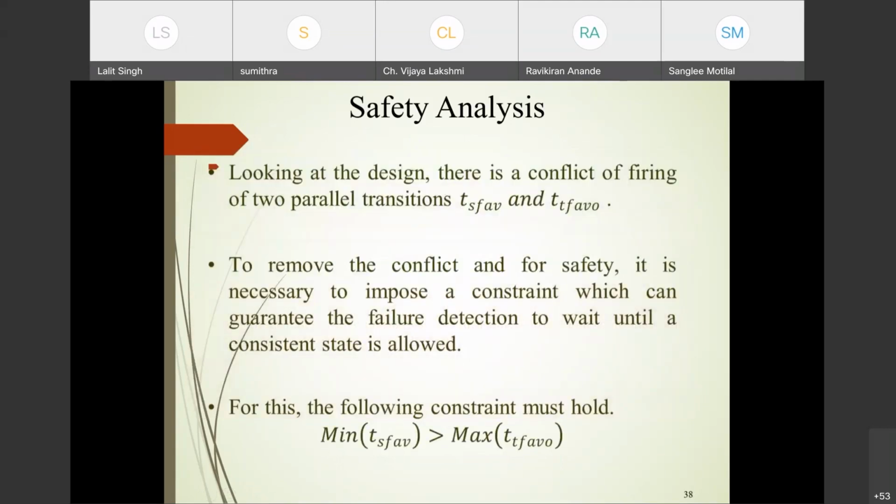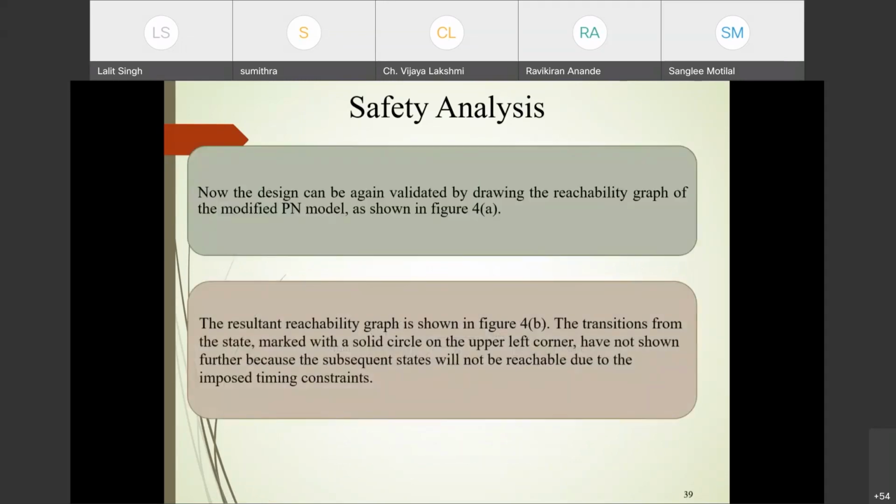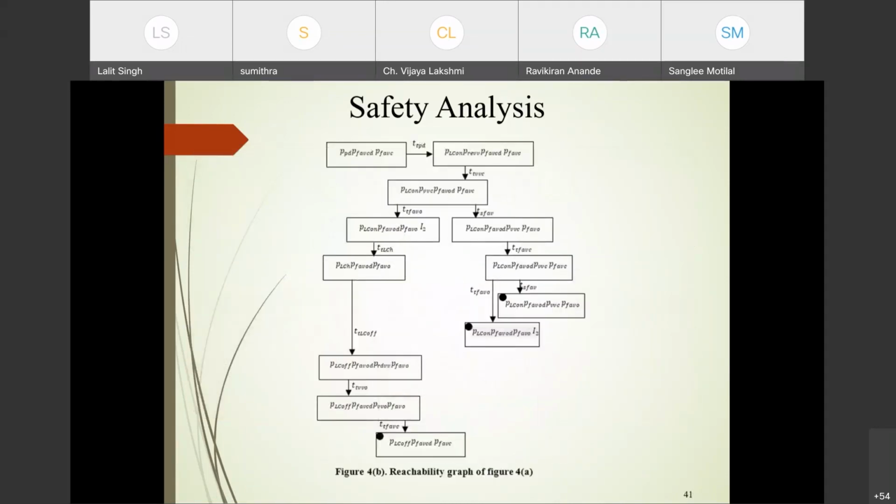Again, to remove the conflict, there are two parallel transitions, SFAV and TFAVO. So to remove the conflict, we can put a constraint for the safety. Okay. And now the design can be validated by drawing the reachability graph. And this is the reachability graph, where we can see there is no risk-free state.